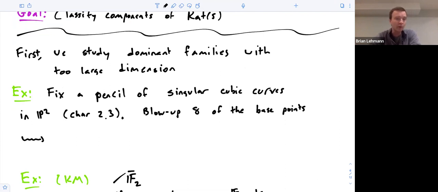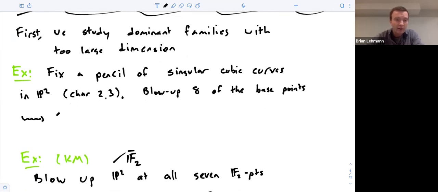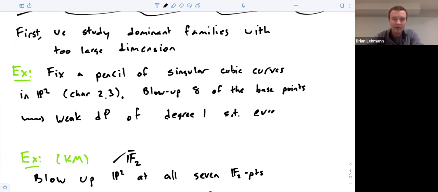So suppose we fix a quasi-elliptic pencil, and then suppose we blow up 8 of the base points. So not all 9, but we blow up 8 of them. The result, it turns out, at least in some situations, is going to be a weak del Pezzo of degree 1 such that every element in the anti-canonical linear series is singular.